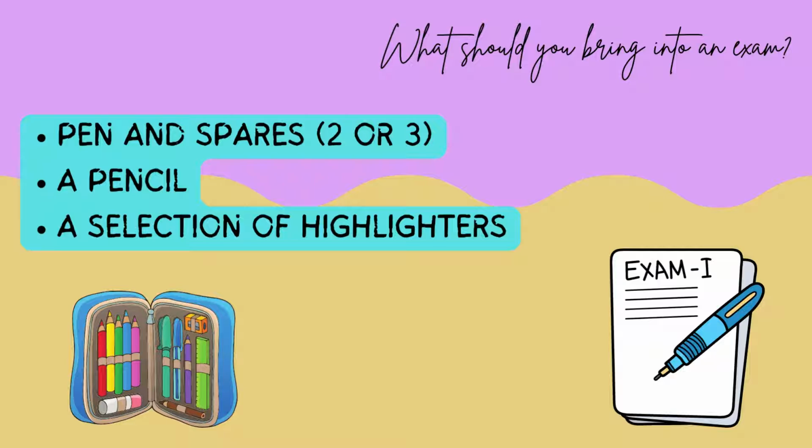Well, the first thing in your pencil case should be a pen, along with a couple of spares. I would recommend that these are black rather than blue, as they are much clearer when they are scanned in for an examiner. Also, make sure your pen is not erasable. That's not allowed. If you're more comfortable annotating with a pencil, bring one of those in. There's nothing to say that you can't annotate in a pencil.